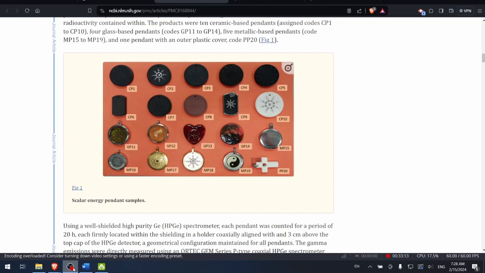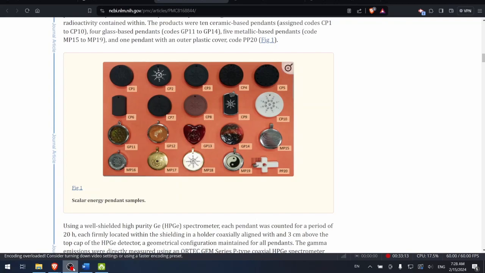I've had this for a while. This has been several years now. It doesn't work for me. I don't feel any sort of benefit from it at all whatsoever. But it's also kind of clunky to wear. So it has this authenticity card here. It just says it's Scalar Energy FIR card, which I don't even know what that means.